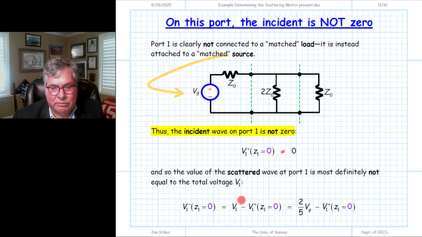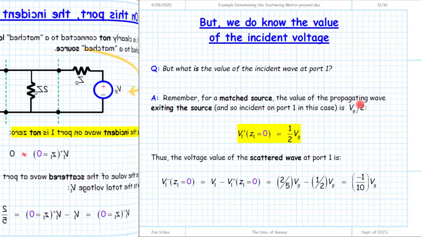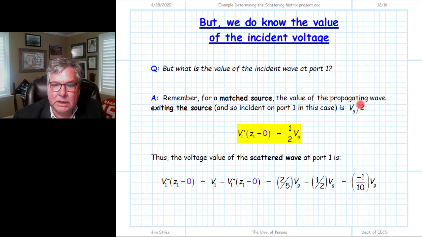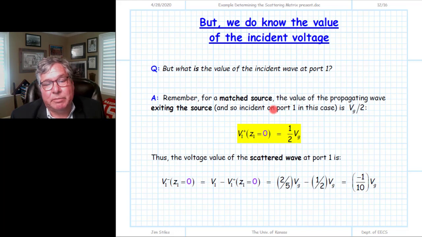We can calculate readily using voltage division the total voltage V1, the port voltage V1, but we need to parse that into two components, one being the scattered wave voltage at port 1 and the other being the incident wave at port 1. We know the total voltage. What is the incident voltage? And of course, that's the great thing about using a matched source to do the experiment for finding the scattering parameters. For a matched source, we know if we attach a matched source to port 1, the value of the incident voltage at that port plane must be equal to Vg over 2.